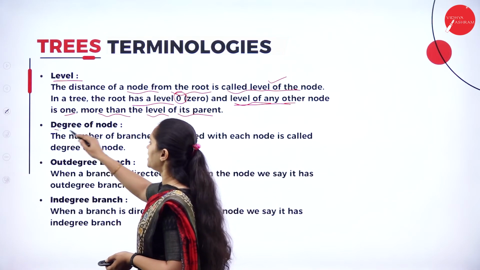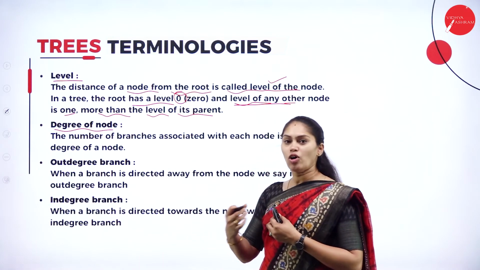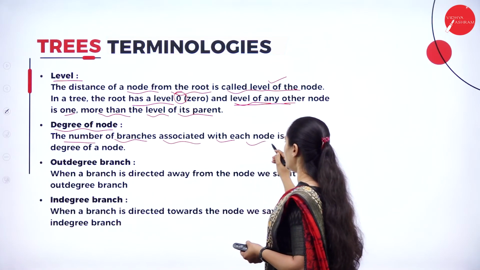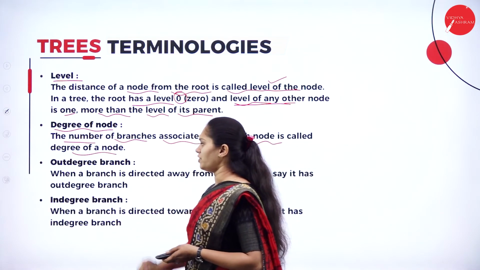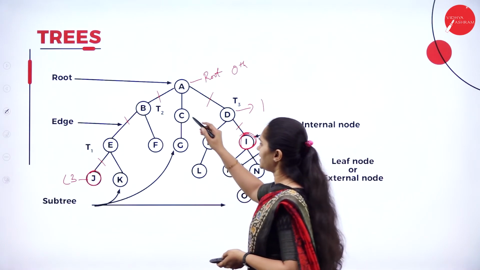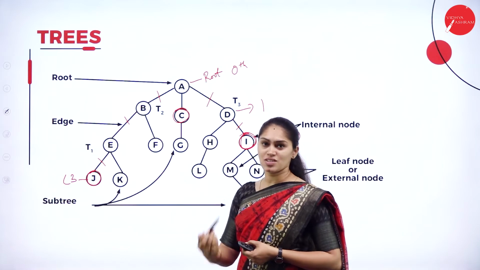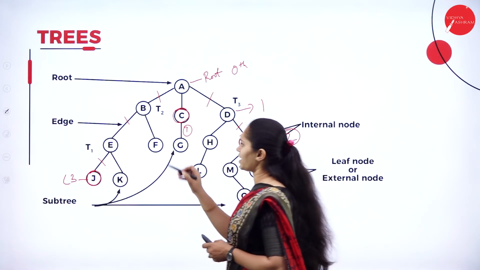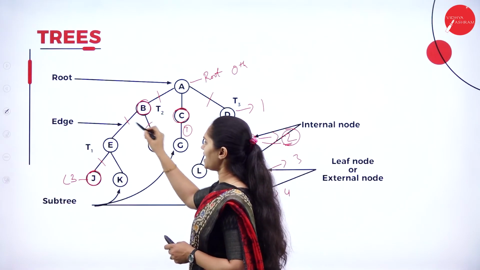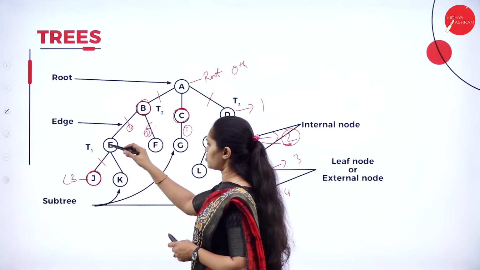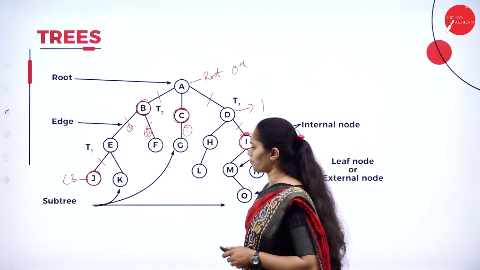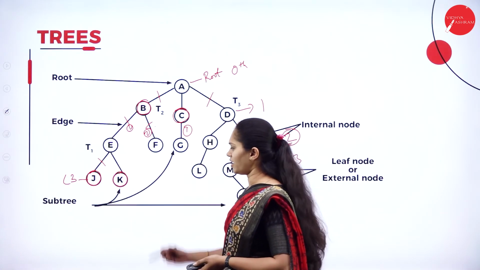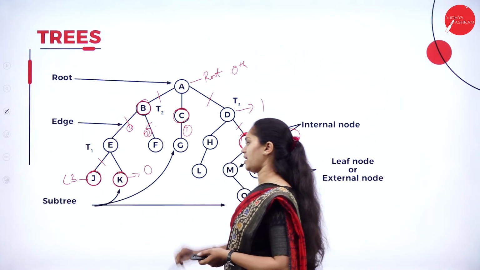So next we'll see the degree of a node. Degree, in the sense of how many branches we have, specifies the degree. The number of branches associated with each node is called the degree of a node. So we'll see the example. What is the degree of a node called C? How many branches does it have? It has only 1 branch. So the degree of node C is 1. If you consider the B node, what is its degree? It has 2 branches, right? 1 branch and 1 more branch. So the degree of B is 2. And if you consider K, this is an external node. It doesn't have any child or children. So the degree of this node K is 0.